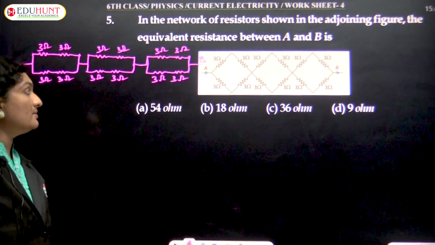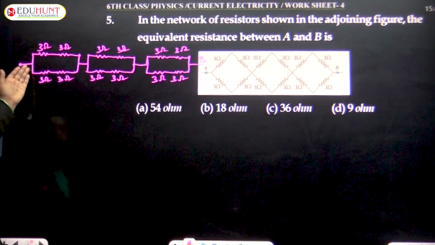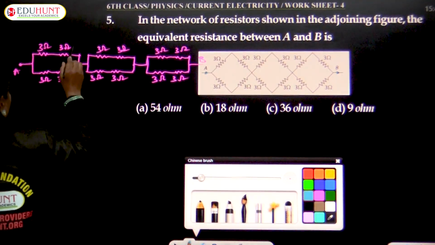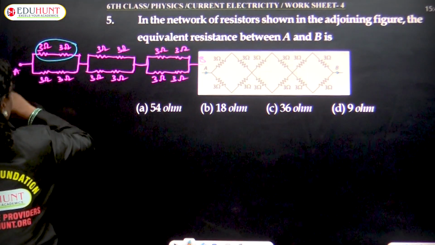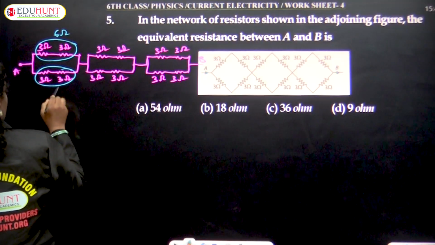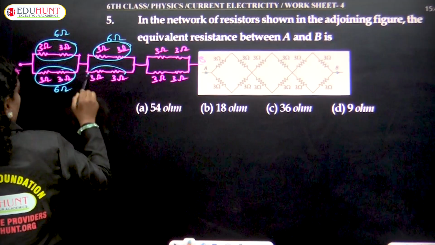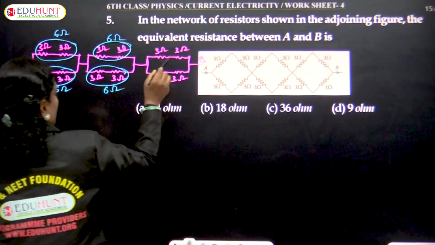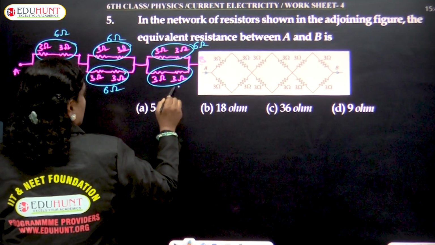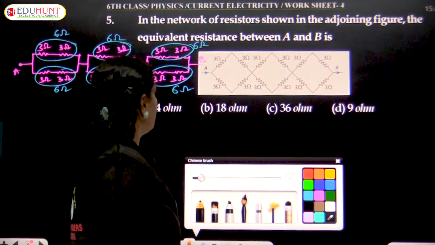You can simplify this. So what must be the next part, children? From A we have 3 and 3 connected in series. Simply summing both gives you 6 ohm. Here also 6 ohm, series combination 6 ohm. These two again series combination 6 ohm and these two 6 ohm. So let me draw it once again.